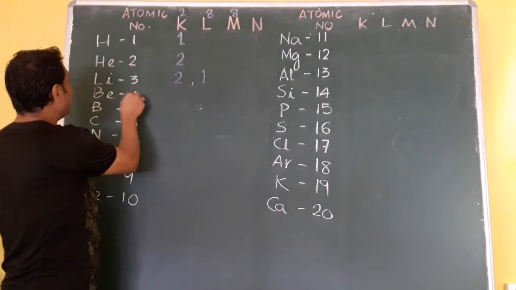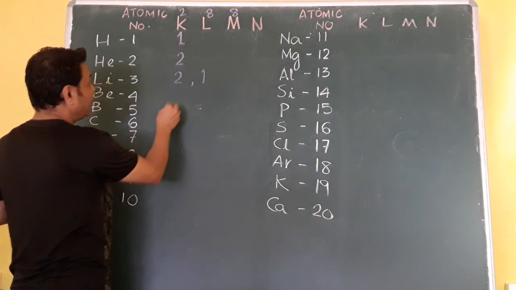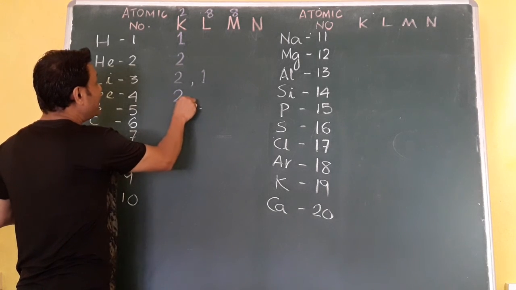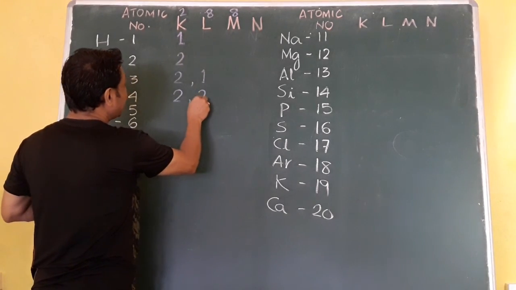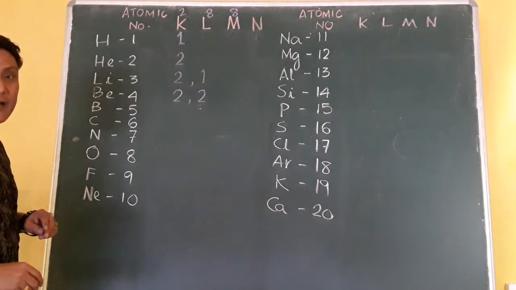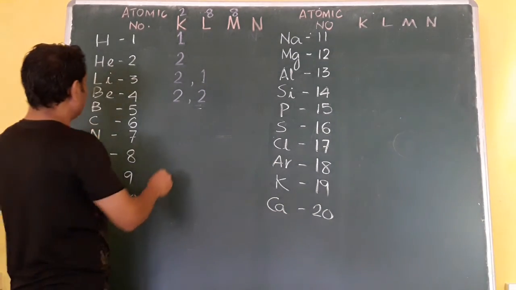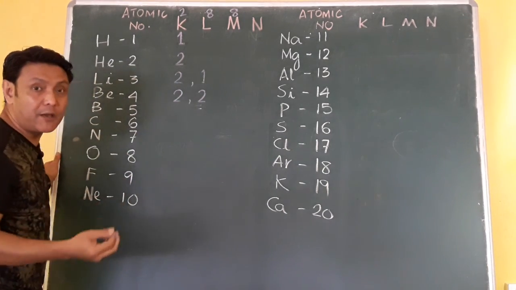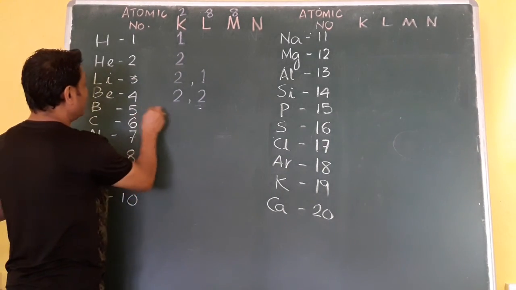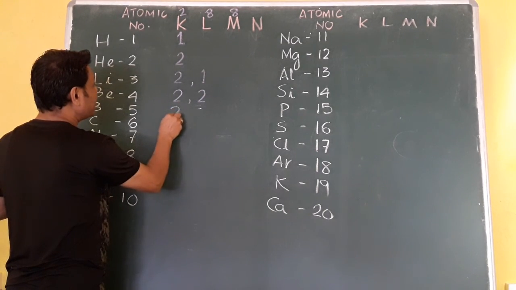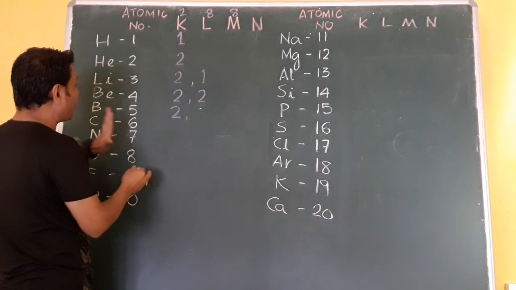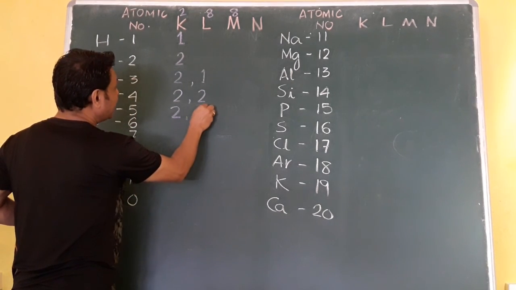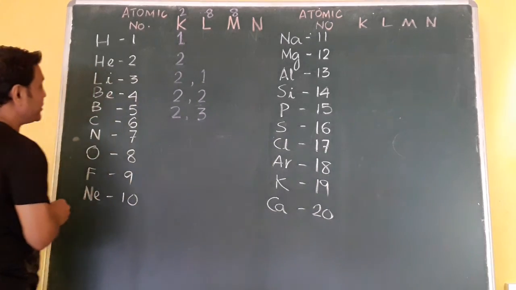Similarly, beryllium atomic number is 4. So out of 4 electrons, 2 in the first and the remaining 2 again in the second shell. I hope you are understanding. Then we come to boron. Atomic number is 5, which means the total number of electrons is also 5. So we'll have 2 electrons in the first shell and the remaining 3 electrons in the second shell.